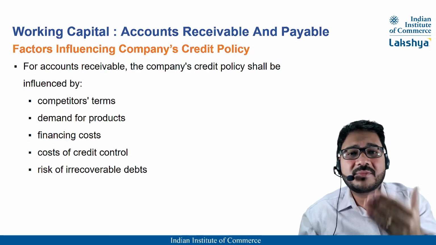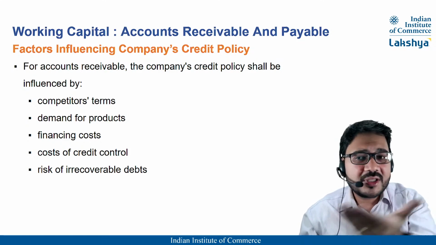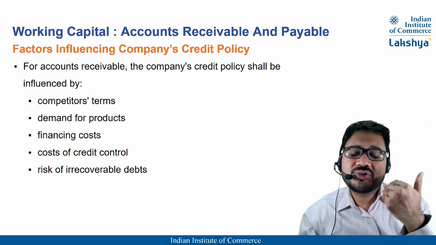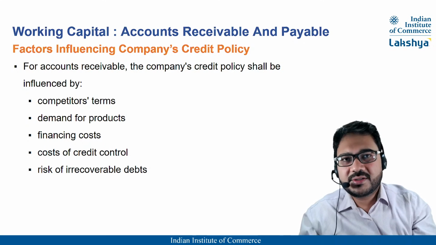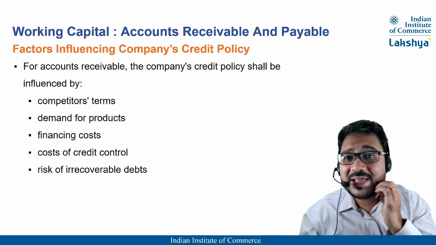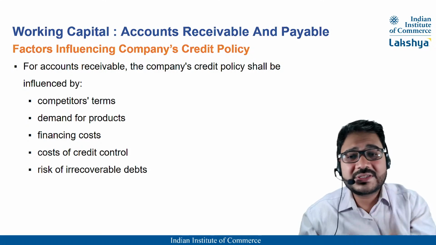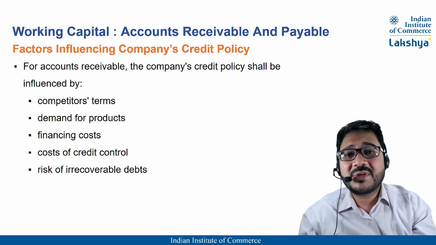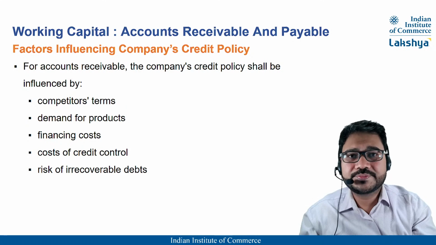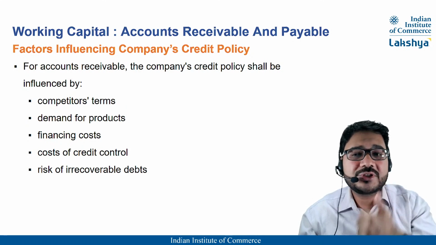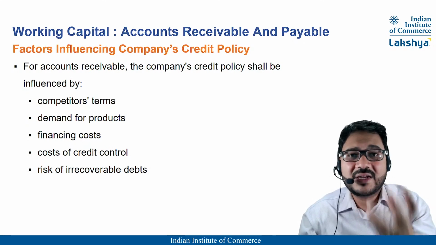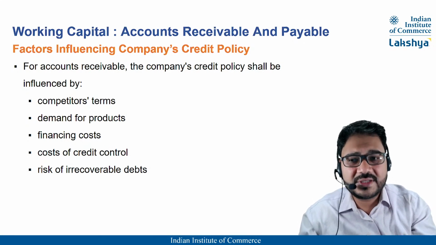You could be governed by the competition or the industry. What is the industry norm, right? If the industry norm is 2 months, you are forced to give 2 months credit. And if you're giving less, then you would need to incentivize. You may want to give an early payment discount to your customer. Only then will the customer be incentivized to do business with you, right? So the competition's firm terms is another factor that would influence your policy.